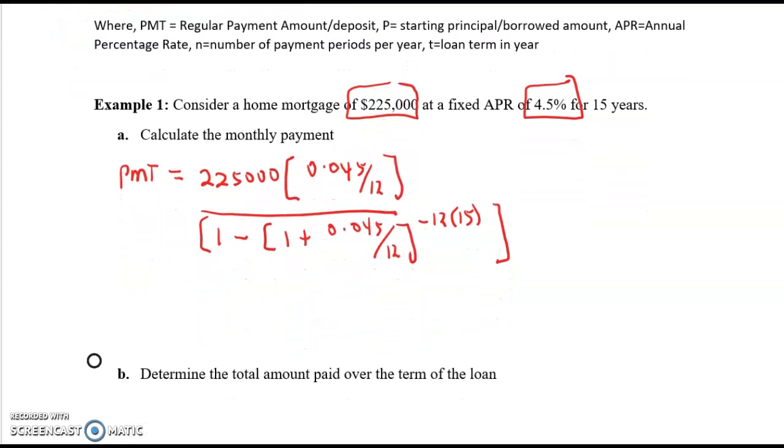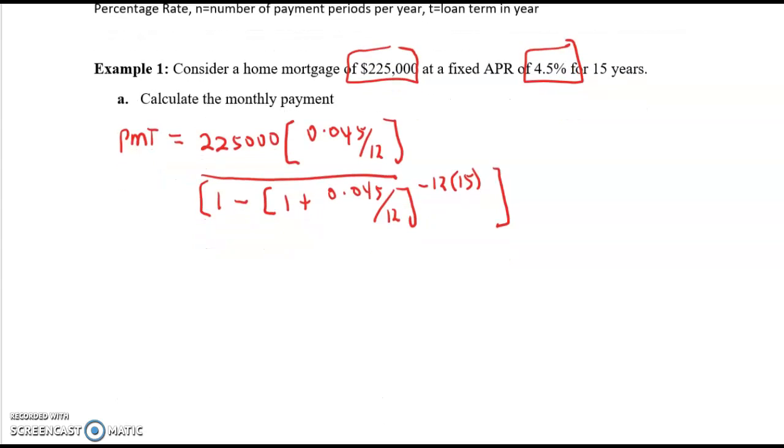So now we're going to do this in bits, starting with the numerator value, and you have to always follow PEMDAS. We're going to start with the expression in the parenthesis. So you divide 0.045 by 12. Whatever value you get, you multiply by 225,000. And that gave me 843.75 at the top.